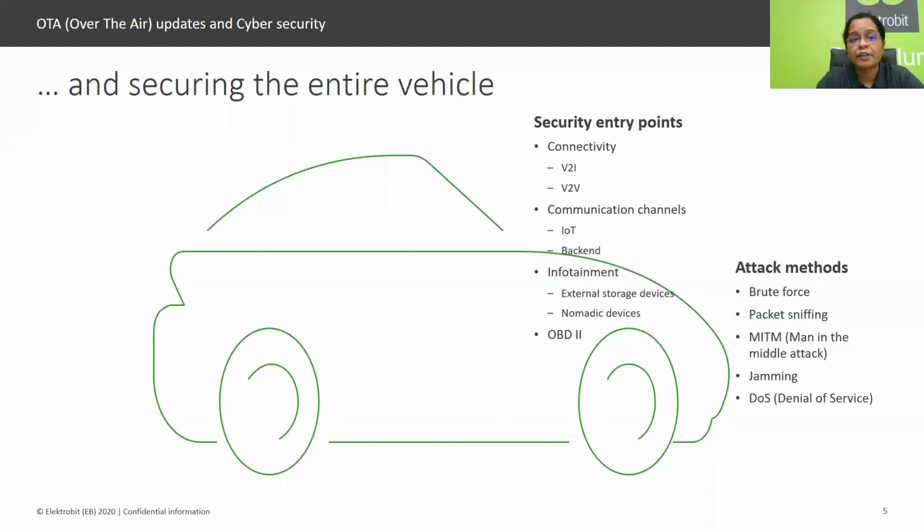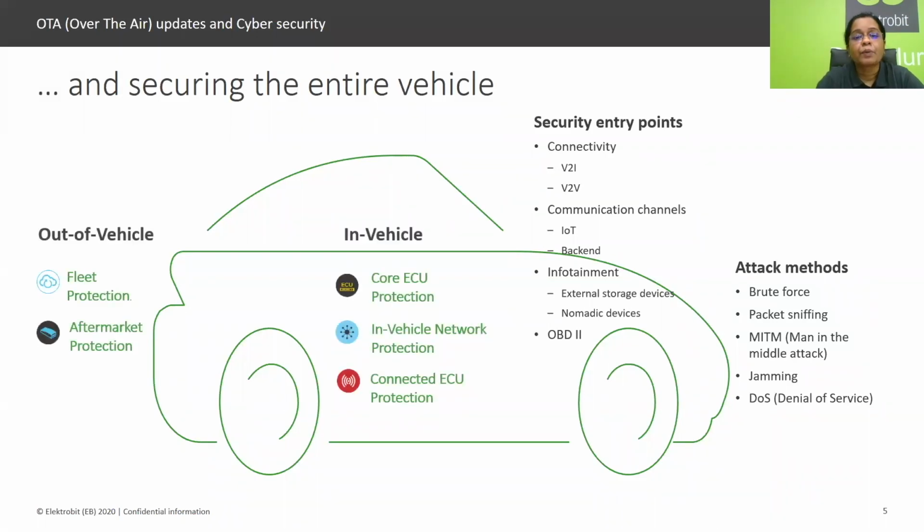Hence, we have to bring in the security in the entire vehicle. So within the vehicle, we have to protect our core ECUs. We have to protect our connected ECU. And we have to bring in the in-vehicle network protection. A good example for in-vehicle network protection is to have the firewall and the intrusion detection and prevention system within the ECUs. Also, from outside of the vehicle, we have to continuously monitor the fleet to detect if there is any security attack happening, and we have to respond to these attacks.